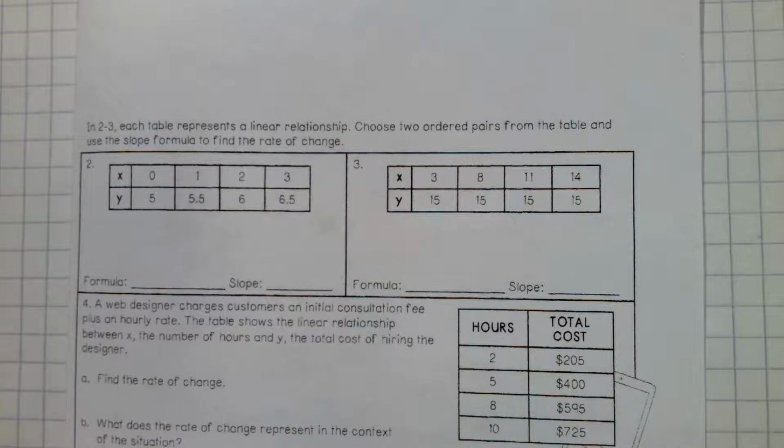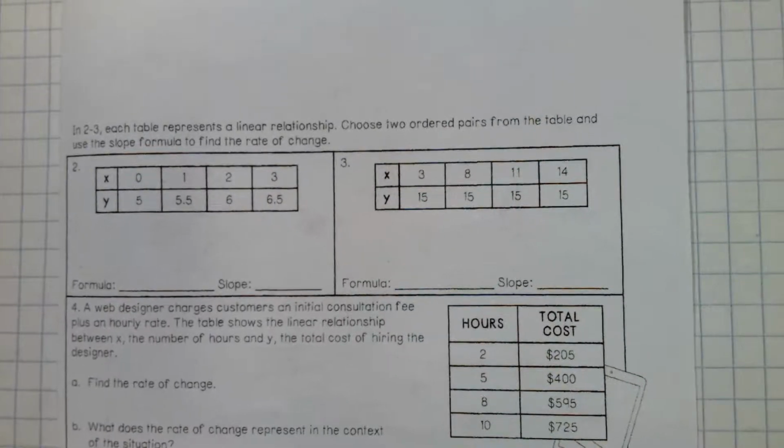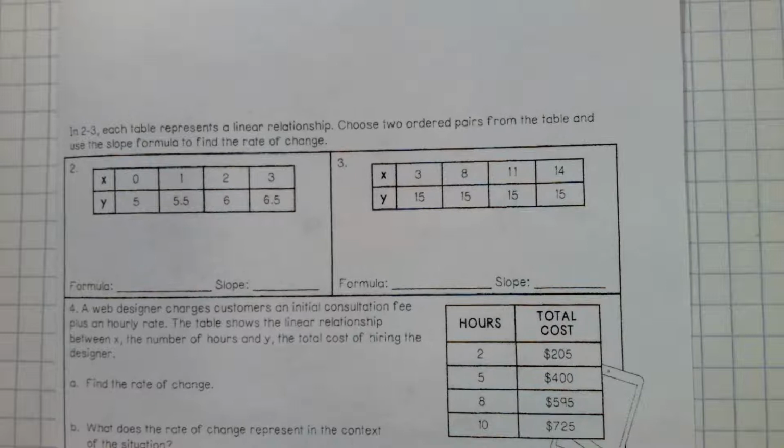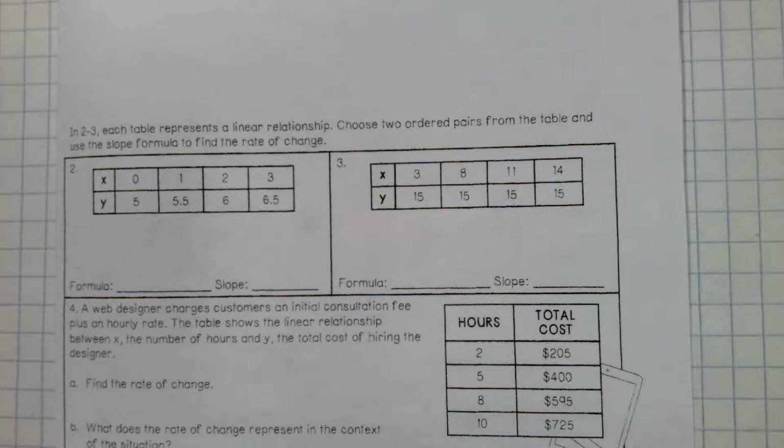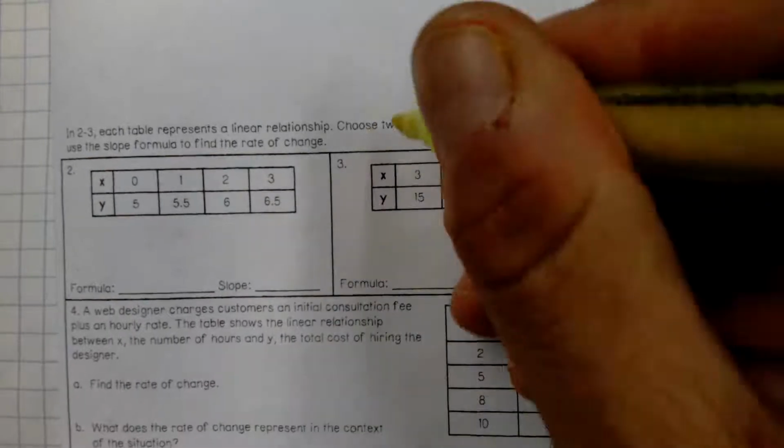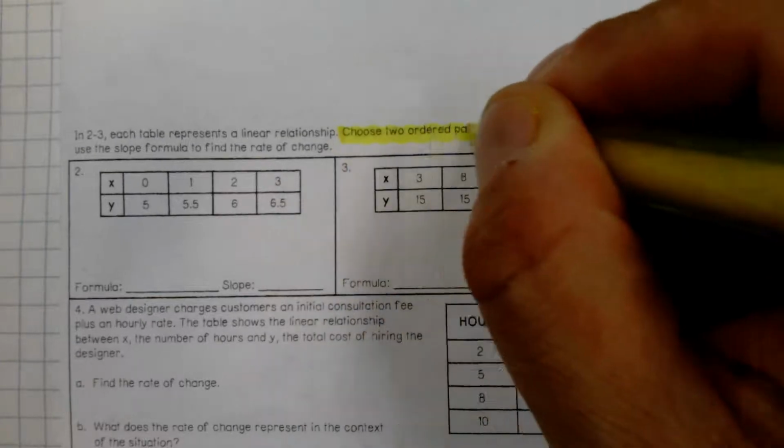So let's begin. So we have these two tables, and they're telling us the two tables have a linear relationship. That means if I plot the points and connect them, it would form a straight line. Okay? So we have the directions. It says choose two pairs from the table and use the slope formula to find the rate of change. I'm going to underline that.